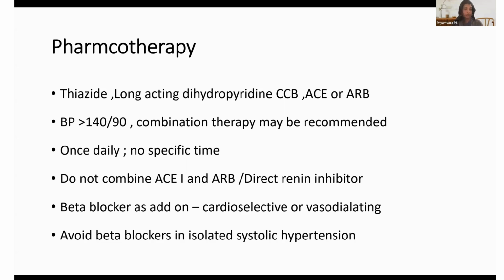And beta blocker, if at all you add, add a cardioselective beta blocker or a vasodilating one. And in isolated systolic hypertension, do not prescribe beta blockers because beta blockers increase the stroke volume. So it might make the isolated systolic hypertension worse.